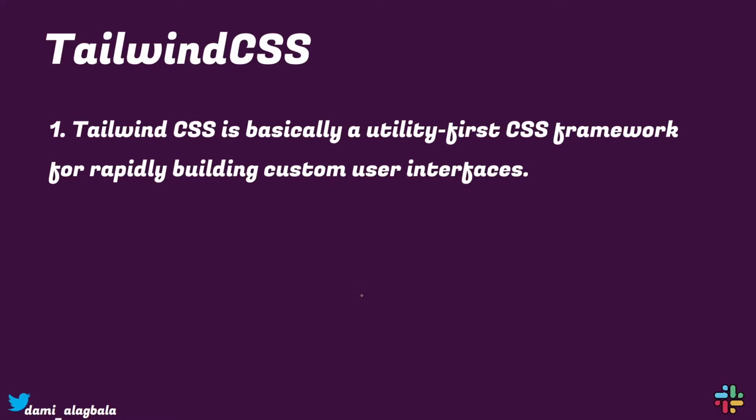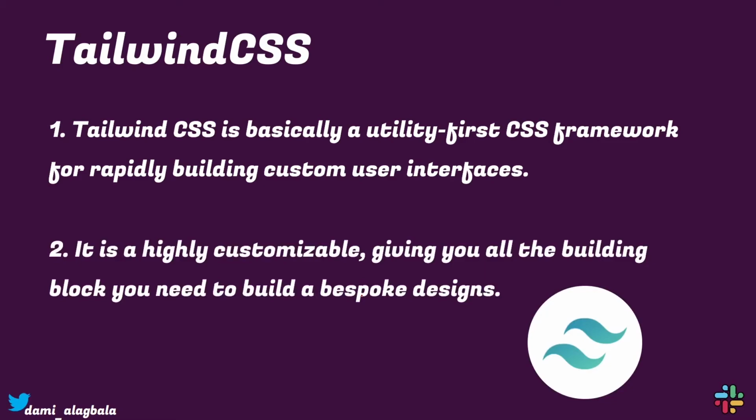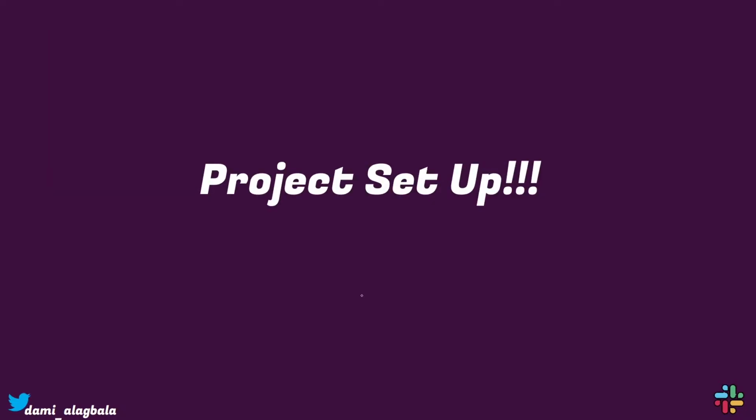The utility classes are lovely and very easy to use. The only issue I have with it is the fact that your HTML file can get very clumsy very quickly. Hopefully that gets sorted out soon. That's feedback for Tailwind CSS, but I love the product, and that's why we're going to be using it with Blazor to create a Slack clone. It's highly customizable, giving you all the building blocks you need to build a bespoke design, which is your custom design. You're going to be seeing all of that when we get started.